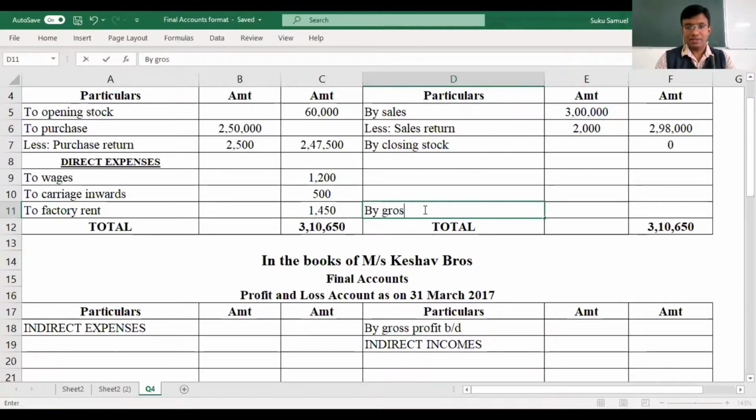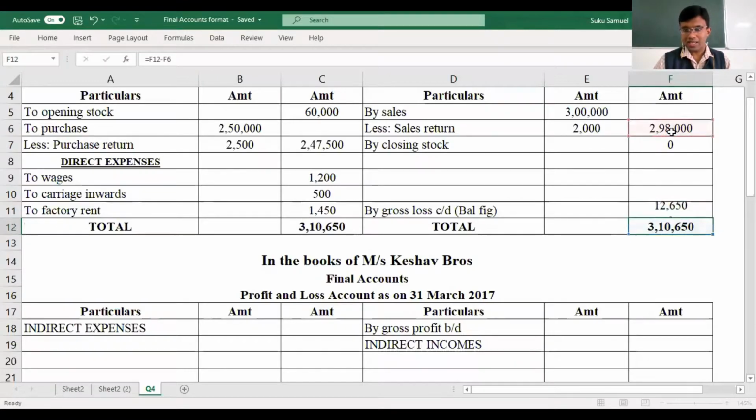If the balancing figure were to fall on the debit side, it would be gross loss. So gross loss is what we will have to calculate right now. Let us quickly calculate the balancing figure.